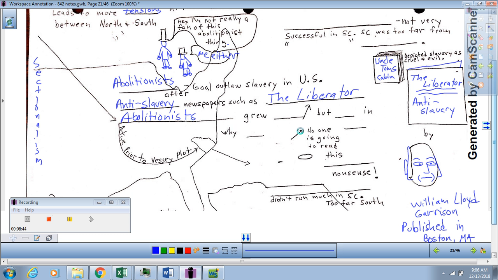Now, the abolitionist movement grew, but not in South Carolina. And the reason it did not grow in South Carolina: one, it was too well ingrained in Southern methodology or whatever, that slaves were just a part of life. But two was what happened at the post office.